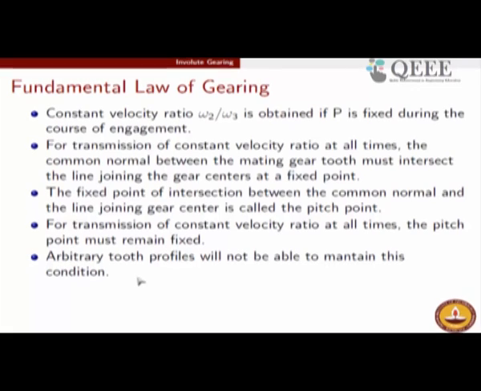So, arbitrary tooth profiles will not be able to maintain the condition of the fundamental law of gearing, which demands that the pitch point should not change, and the pitch point by its definition is the intersection of the line joining the shaft centers with the common normal between the two mating gear teeth. Even if the common normal changes, it should be ensured that the point of intersection of the common normal with the line joining the gear centers does not change.